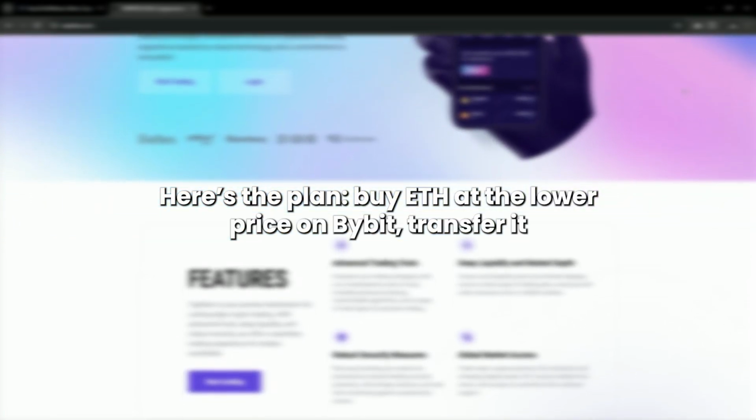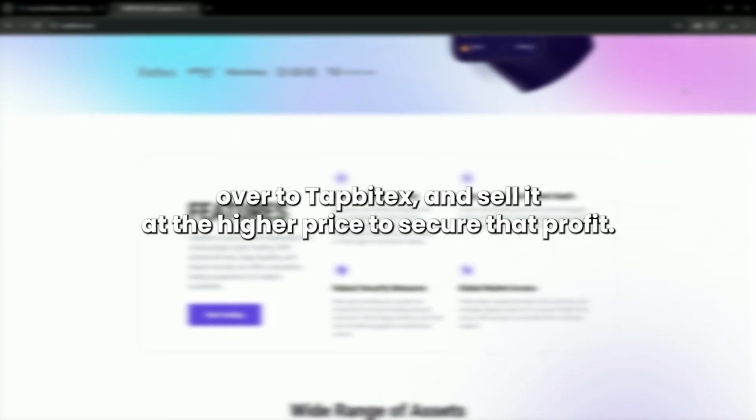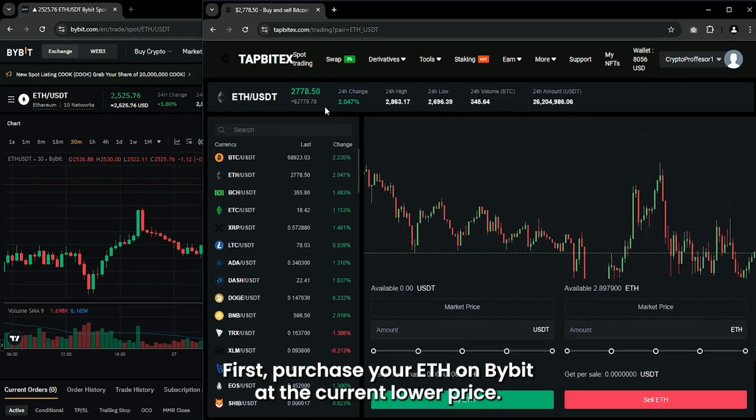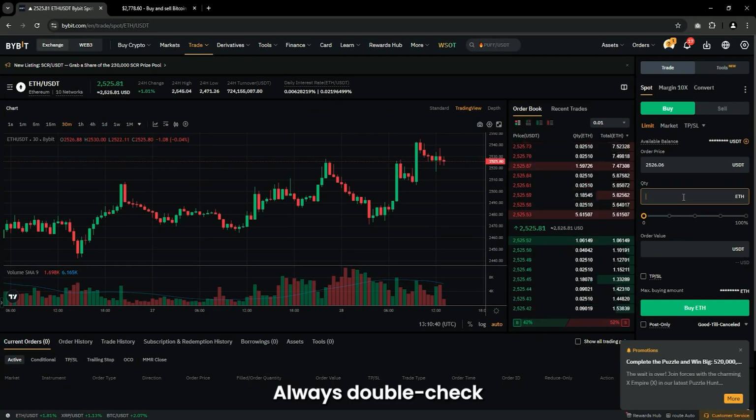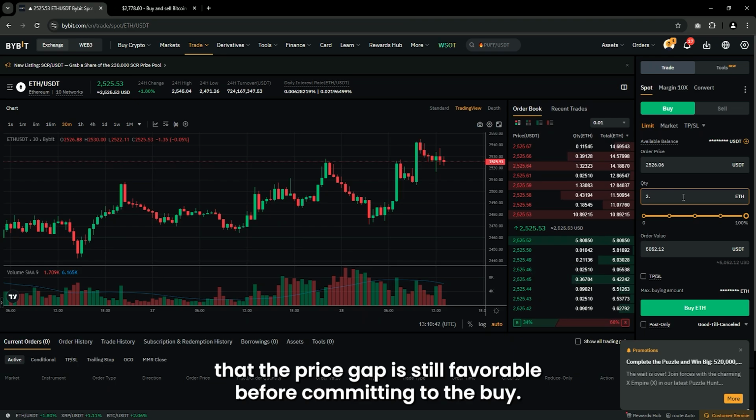Here's the plan. Buy ETH at the lower price on Bybit, transfer it over to TapTax, and sell it at the higher price to secure that profit. First, purchase your ETH on Bybit at the current lower price. Always double check that the price gap is still favorable before committing to the buy.